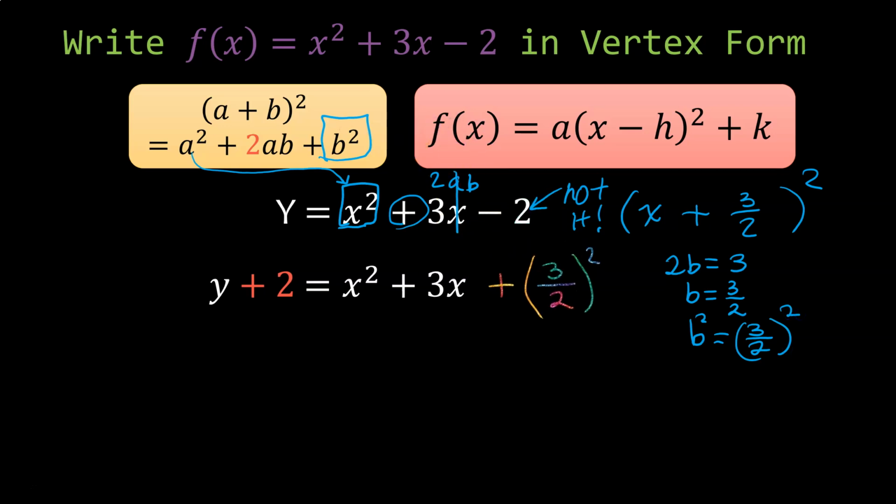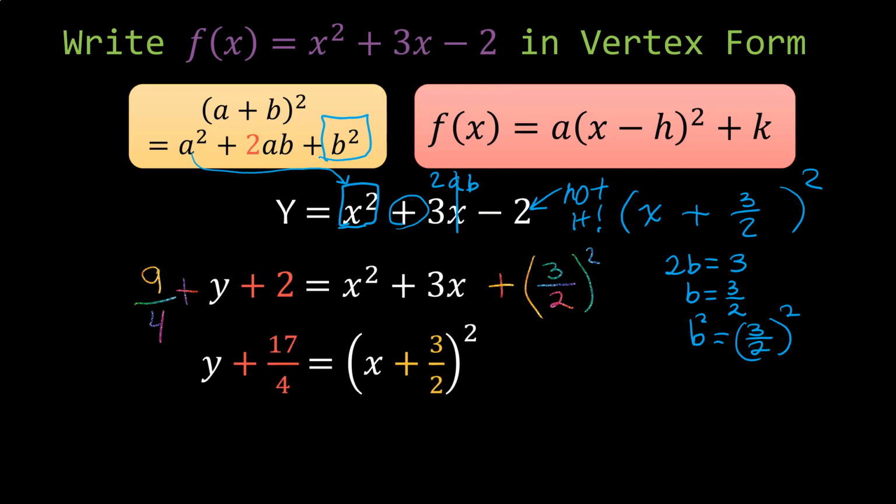So we're going to go ahead and add 3 over 2 quantity squared to both sides. And we know 3 over 2 squared is 9 over 4. Now we add to both sides so that we do not change the equation. We do not want to upset that balance. So add 9 over 4 to both sides. And when I have that added, I would have a perfect square on the right-hand side. And I would go ahead and combine the 9 over 4 and 2. 2 is the same as 8 over 4, so I would have 17 over 4 there on the left.